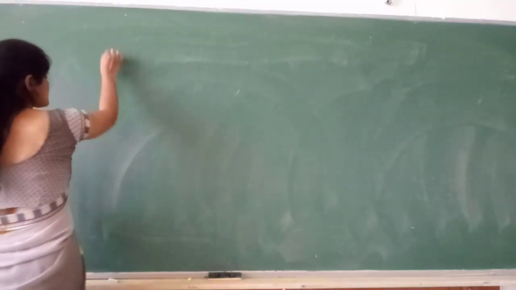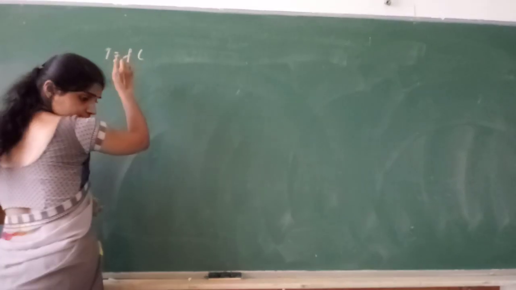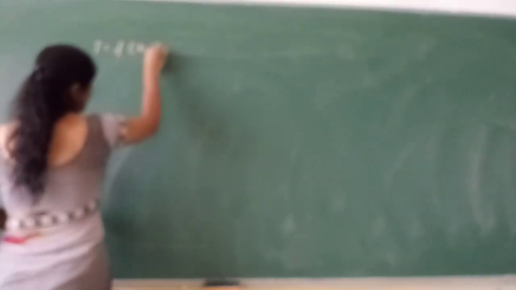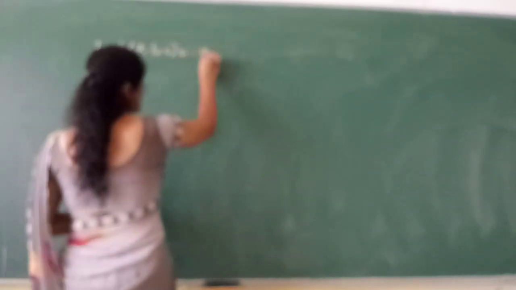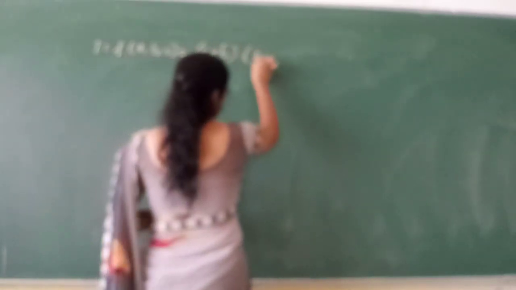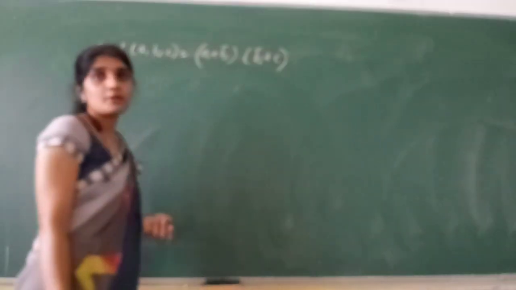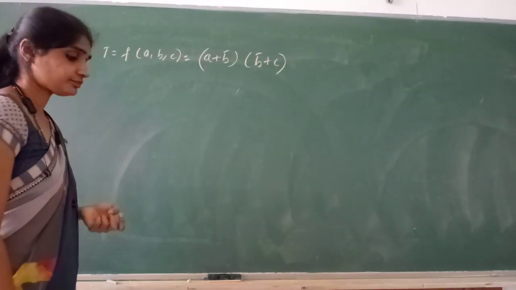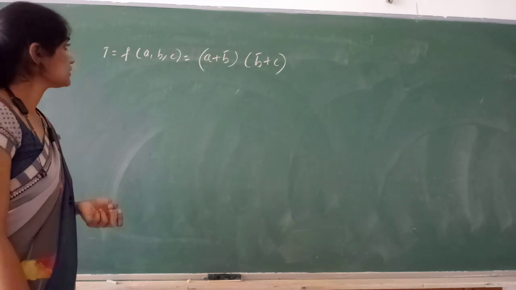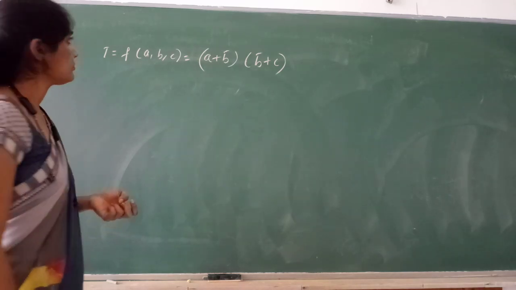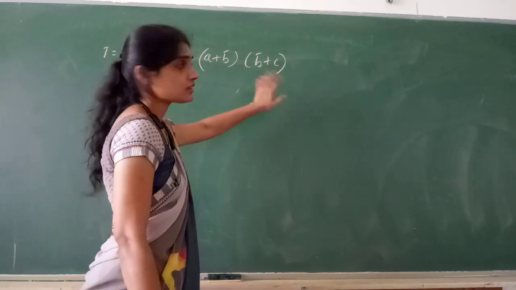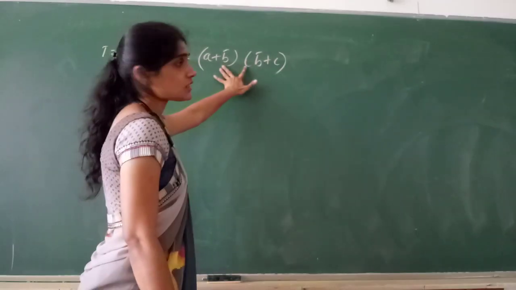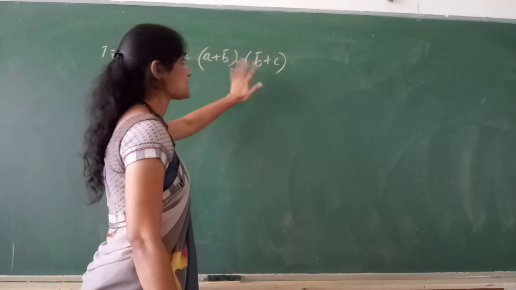The first problem is T is equal to f of a, b, c, in POS form. The POS equation is (a plus b bar) into (b bar plus c). Now how to write this in canonical form? This is not in canonical form because c is missing here and a is missing here. These two are not max terms. They are just some terms, but they are not max terms.